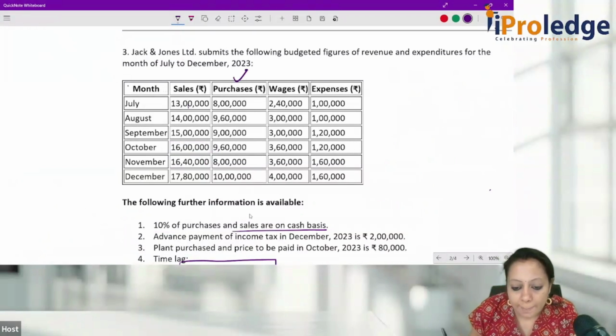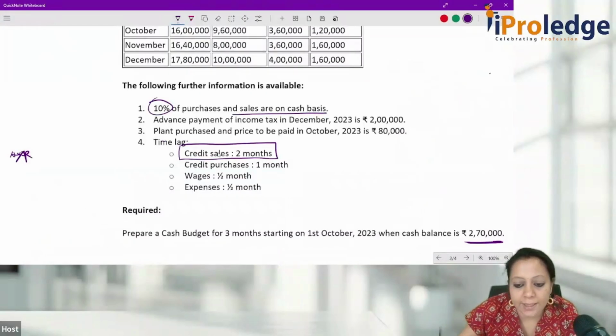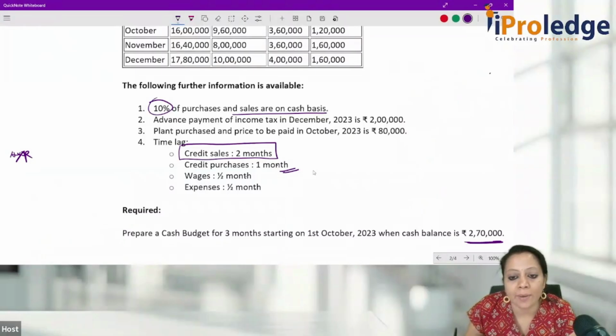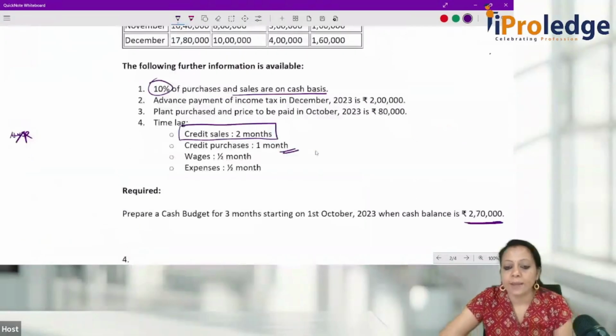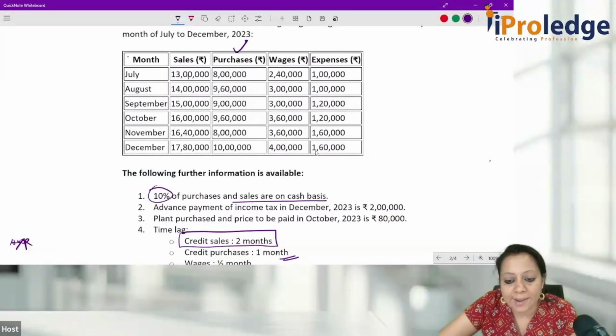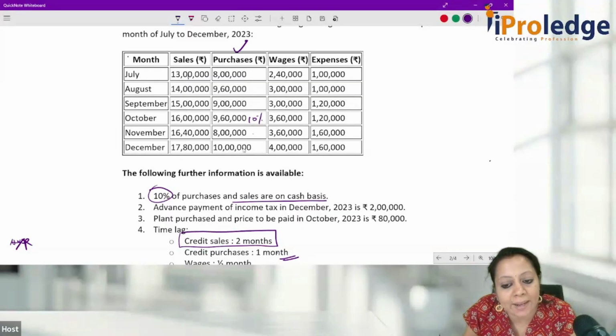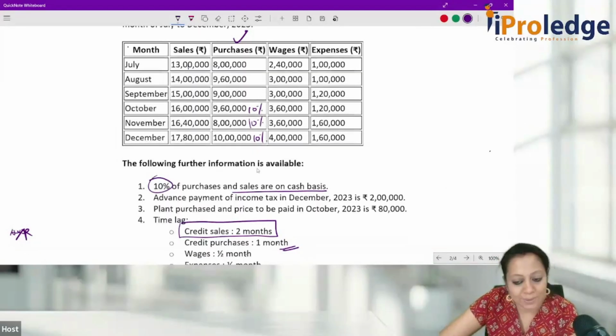Purchases we are having. Purchases, 10 percentage are again cash purchases. Then credit purchases, the lag is only 1 month. So now let us write down. In payments, first we will write cash purchase. October month's cash purchase will be 10%. It will be paid in October itself. Same way November, same way December also.